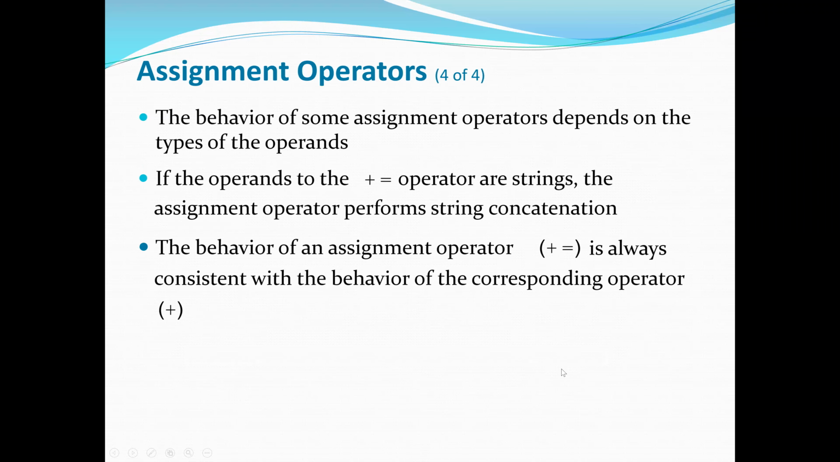Now, the behavior of some of the assignment operators depends again on the types of the operands we are using. So for example, if the operands to the plus equal operator are strings, then the assignment operator performs string concatenation. Remember, we said that string concatenation is the plus sign. So if the operands are two numeric values, the plus will act as addition. But if one of these two operands is a string or both of them are strings, then the plus sign will act as a concatenation operator, which means it will join the operands together, not add them.